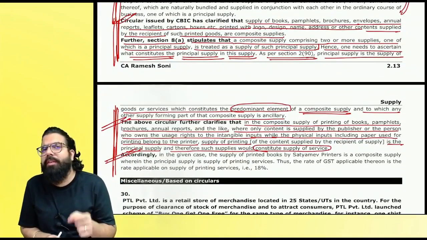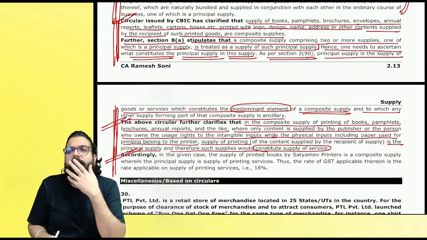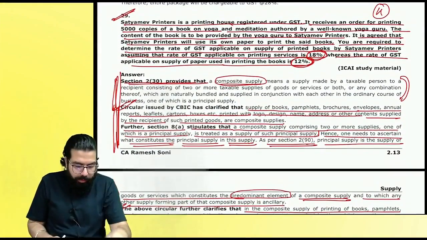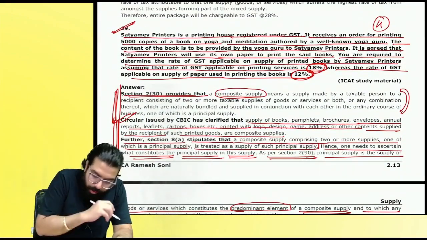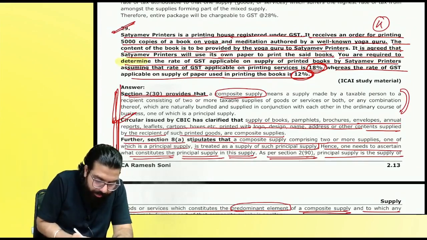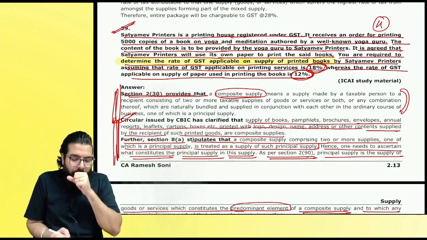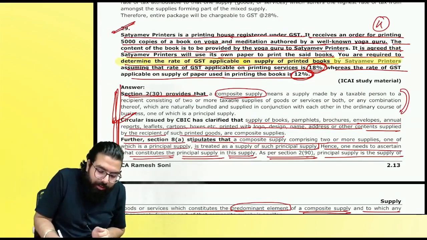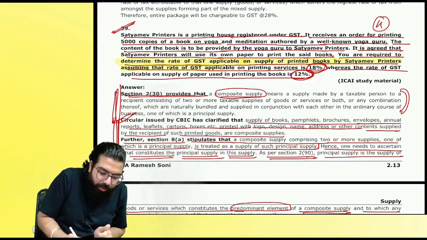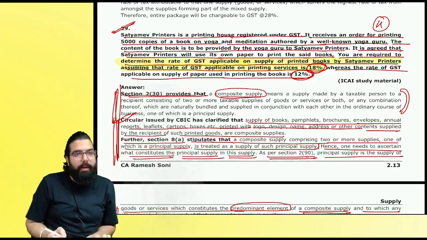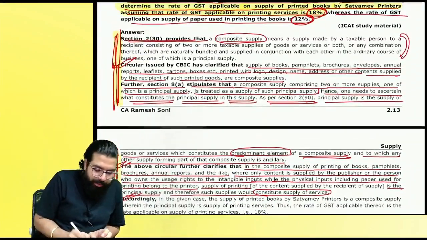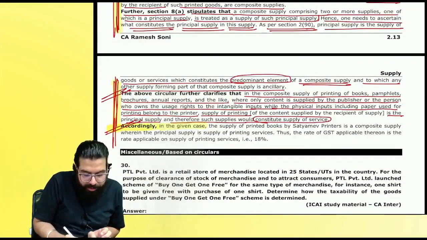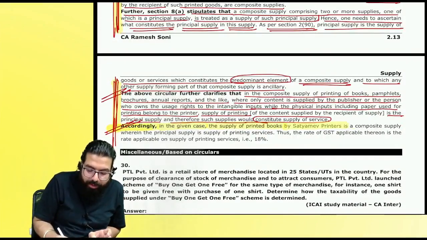Did you guys even read? The question is asking examine, discuss, or what? What is the question asking? They are asking: determine the rate of GST applicable on the supply of printing books by Satyam printer, assuming that the rate of GST on printing is 18%. First, they explained the whole circular, and then wrote: accordingly, in the given case, the supply of printing books by Satyam is a composite supply, wherein the principal supply is printing service. Thus, the rate of GST applicable is the rate applicable on printing service, that is 18%.